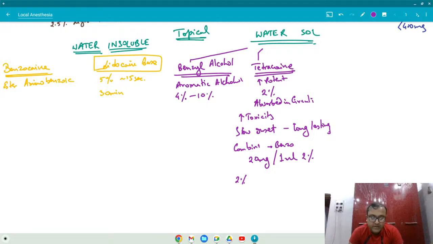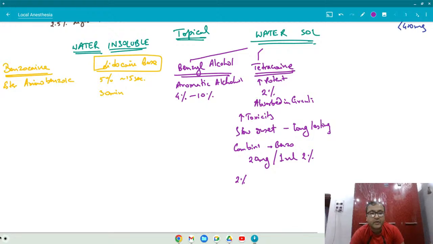No, no, like my question. Suppose it is given Lignox 2%. So what do you mean by that? 100 ml, 2 ml, or 2 gram? So it is always in gram. So it is 2 gram.